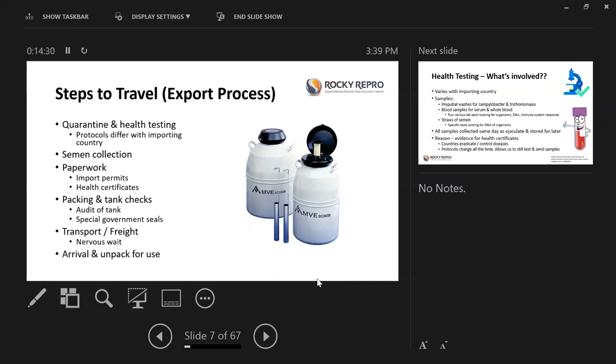So once they've passed that, we then do the packing stage. So we collect our ejaculate from the bulls, we process that up and we put it in our straws and it goes in our tank ready to send over.